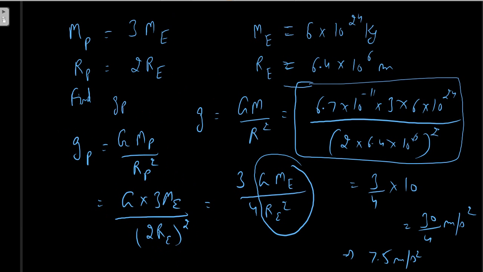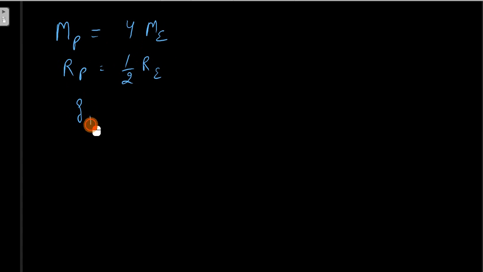Okay, so try one question from your side. Let us say we have a planet whose mass is 4 times the mass of earth and whose radius is half the radius of earth. So we have to find the acceleration due to gravity on that planet. Take a pause for 2 minutes and find out your answer.